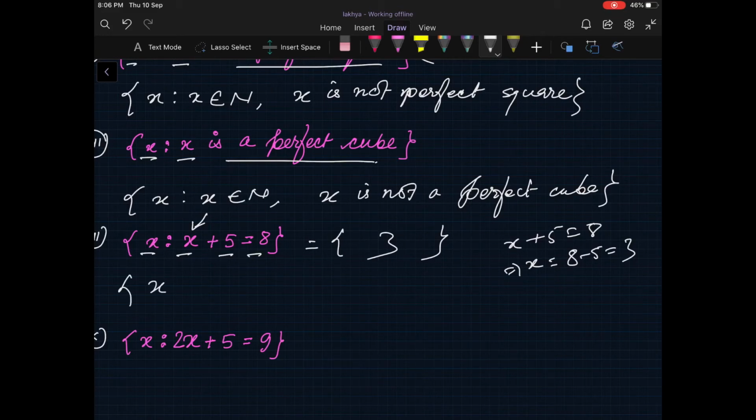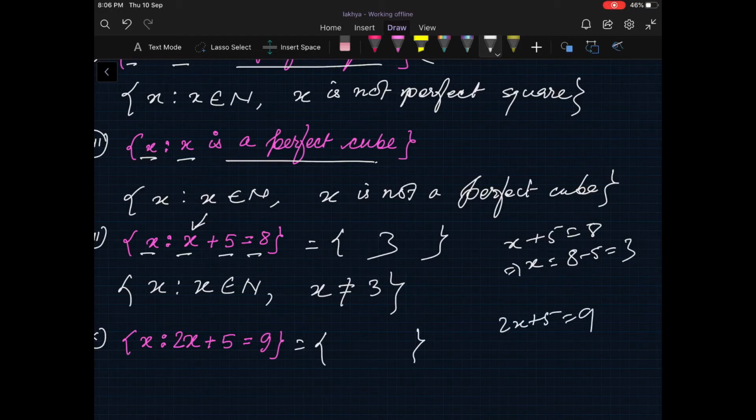Okay, so here its complement should be x such that x belongs to N, which is a natural number, but x is not equal to 3. Where x is not equal to 3. Then let's find the elements in the next set.